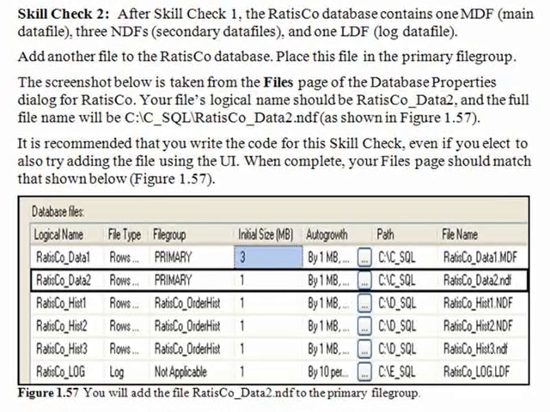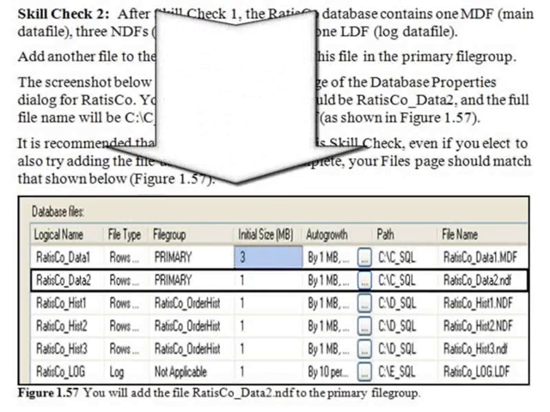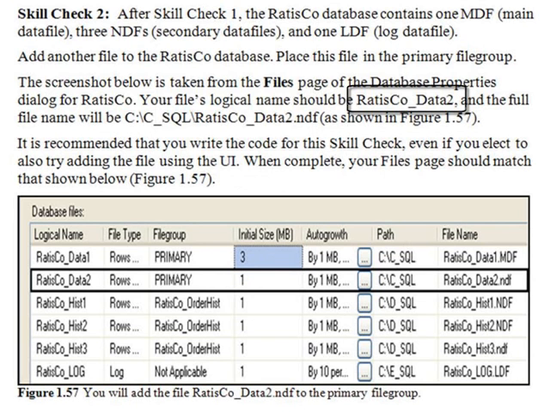Skill Check 2. After you finish Skill Check 1, the Radisco database contains one MDF file, 3 NDFs, and 1 LDF. Add another file to the Radisco database. Place this file in the primary file group. Once complete, you should have all the files that you see here. Please make a note that the logical name of this file should be radisco_data2. The location should be on the C drive called radisco_data2.ndf.